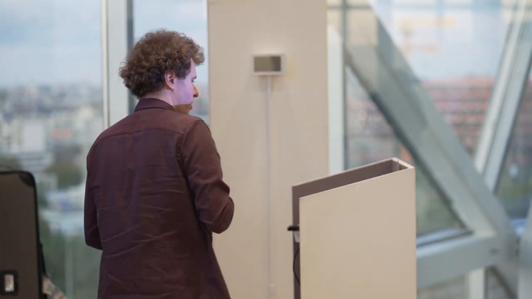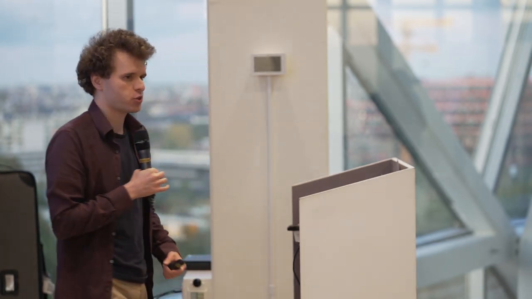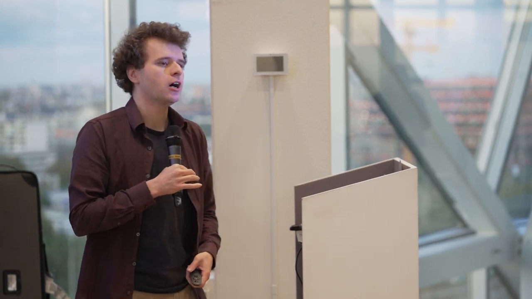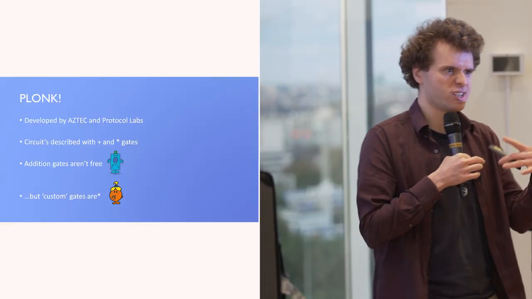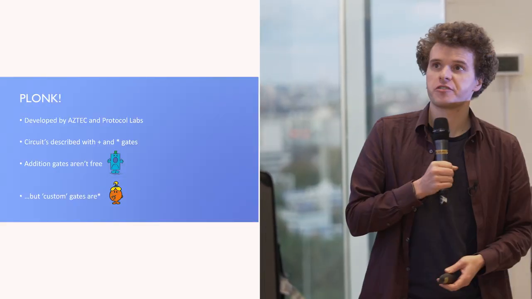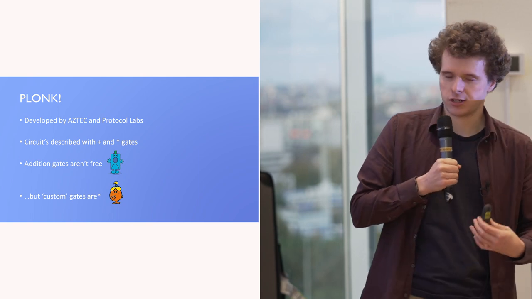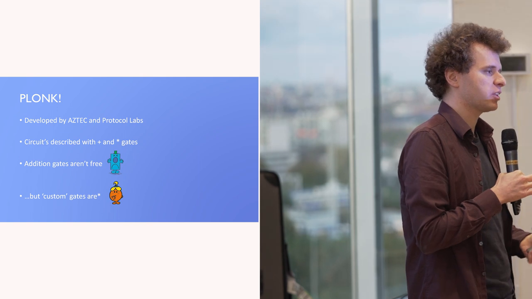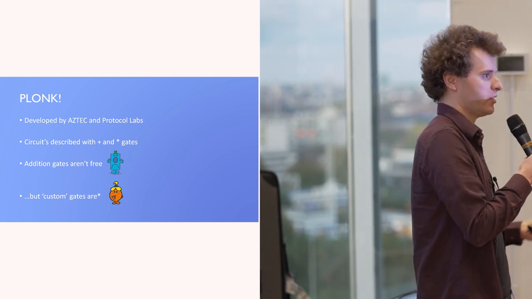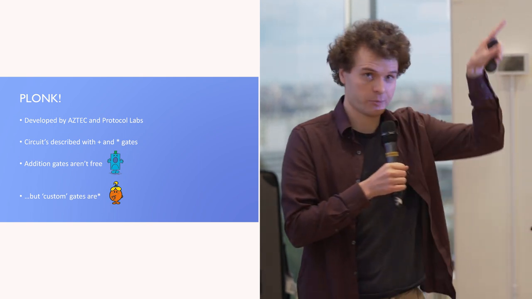PLONK doesn't follow a traditional rank one constraint system structure, because when you're working in a universal setting, you can't really get free addition gates, which means that a rank one constraint system is a little difficult to work with. So instead, our circuits are constructed as an arithmetic circuit. You have addition and multiplication gates with fan-in two, so you always have two input wires and one output wire.